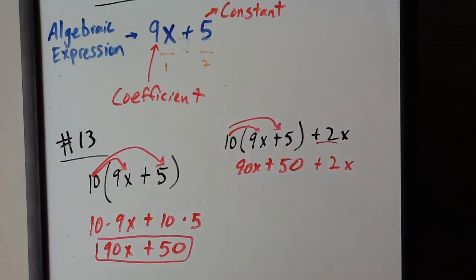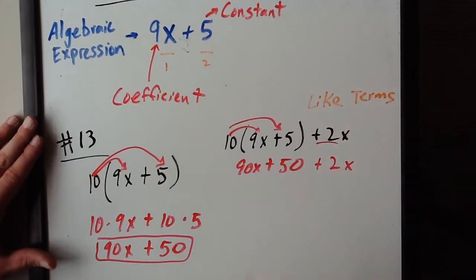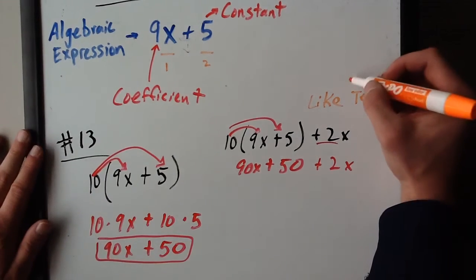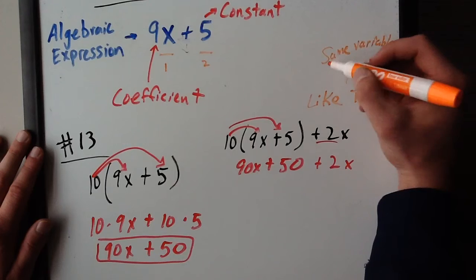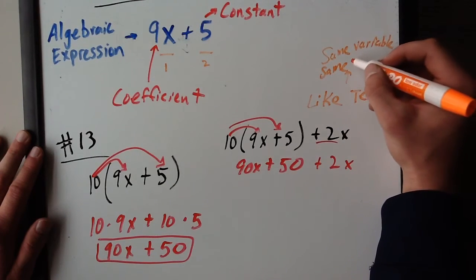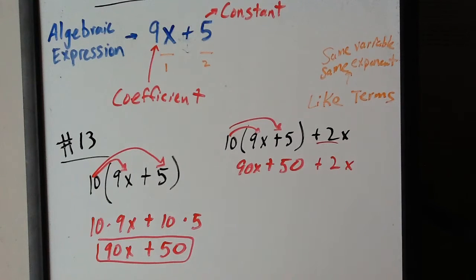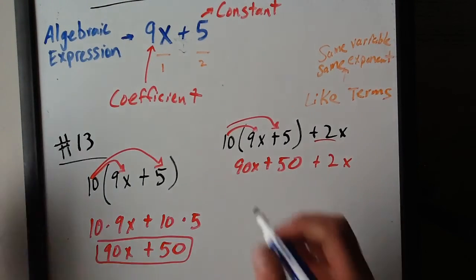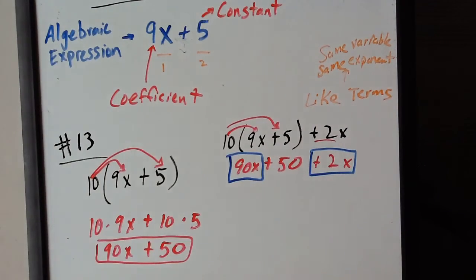Now I need to combine like terms. Like terms are terms that have the same variable, so they have to have the same letter. They have to have the same variable and the same exponent. Remember, when the exponent is not written, the exponent is 1. So here, 90x and 2x are like terms. I'm going to put boxes around them to show that they are like terms. They have the same variable x and the same exponent, 1.